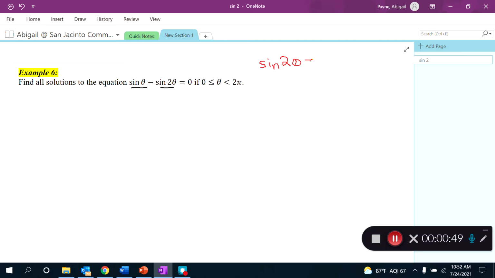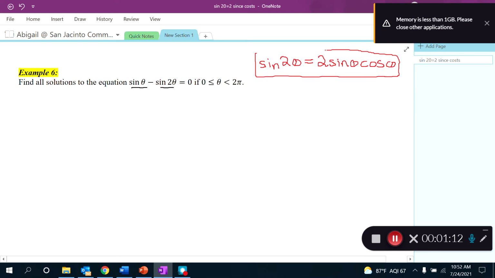So that's the double angle formula for sine, which tells us that sine of 2 theta is equal to 2 times sine of theta. So far it looks like we just pulled out the 2, but then it's also times cosine of theta. And that identity is discussed in an earlier section that you guys have covered. But this identity will help us solve this equation.